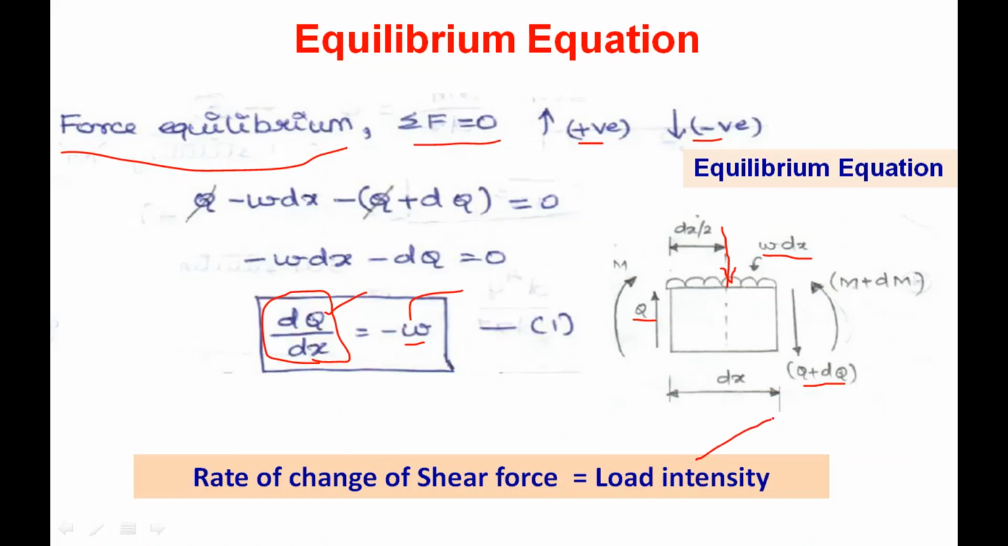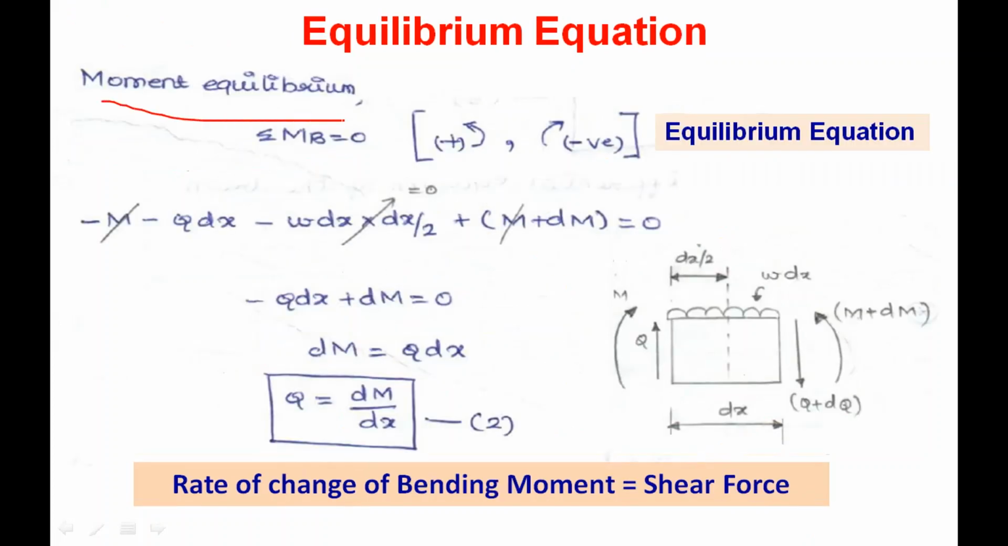This is one relationship we are getting through the force equilibrium condition. Here we are going to use the moment equilibrium condition. In this case, we are going to consider the moment about the right-hand side point. The sign convention followed here is that a counterclockwise moment is considered positive and a clockwise moment is considered negative. With respect to this point, this moment M is acting in the clockwise direction, so minus M, and the Q force is acting upwards, so it will form a clockwise moment.